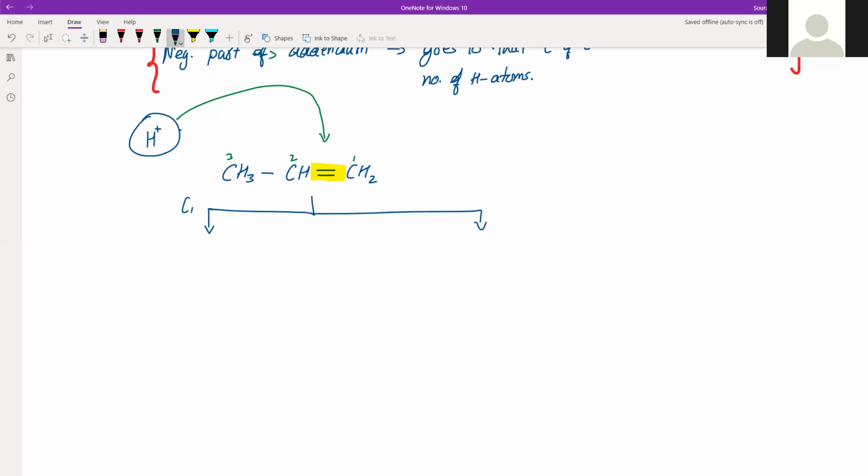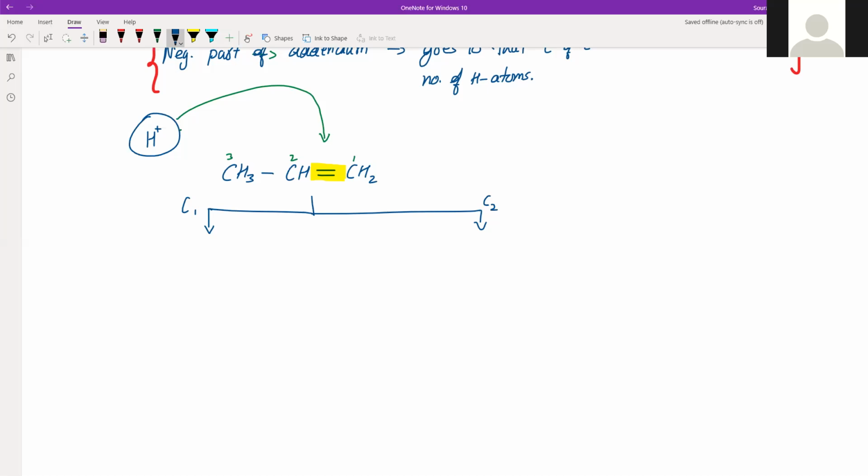So we'll see C2 and C1. So let us take these cases one by one. Now this we have seen in the previous classes when we have seen formation of carbocations.